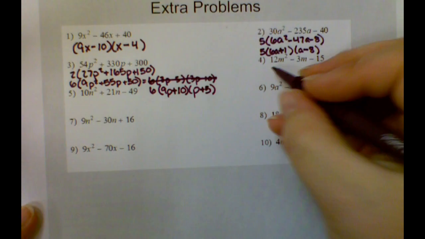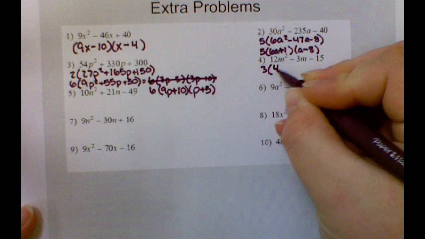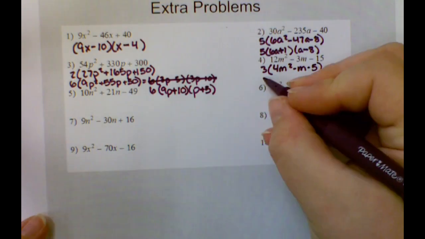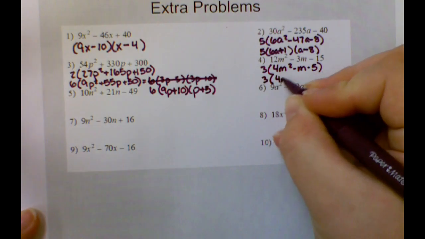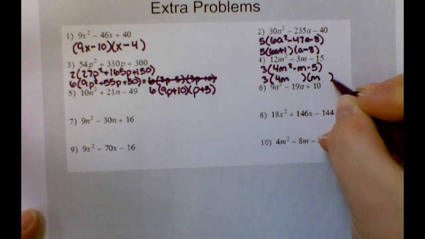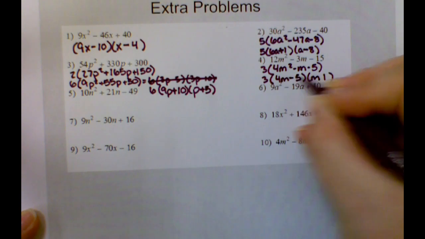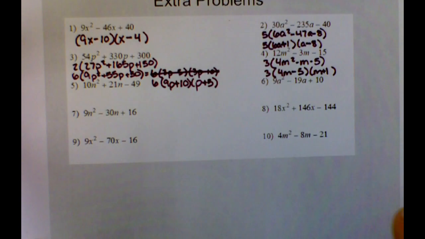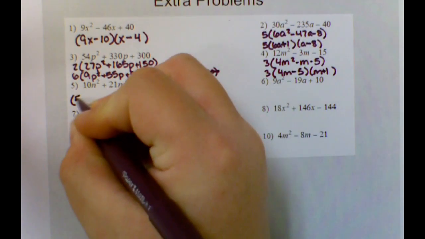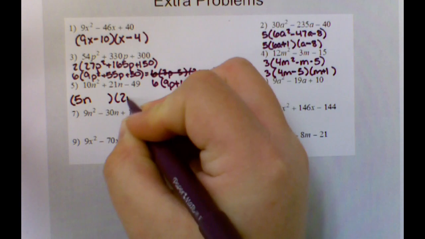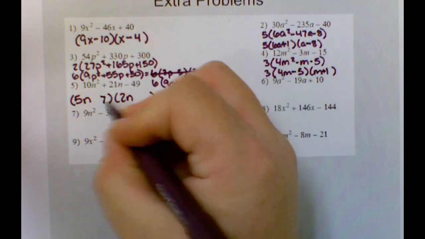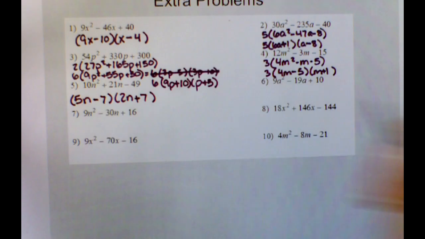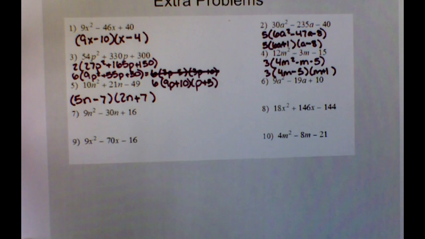For number 4, we have a GCF of 3, leaving me 4m squared minus m minus 5, which further factors into 4m and m, put a 5 and a 1, minus 5, plus 1. For number 5, we have no GCF. To break apart 10n squared, I'm going to go 5n and 2n. To break apart 49, I'm going to go 7 and 7. I want positive 35 minus 14 to make that 21 in the middle.